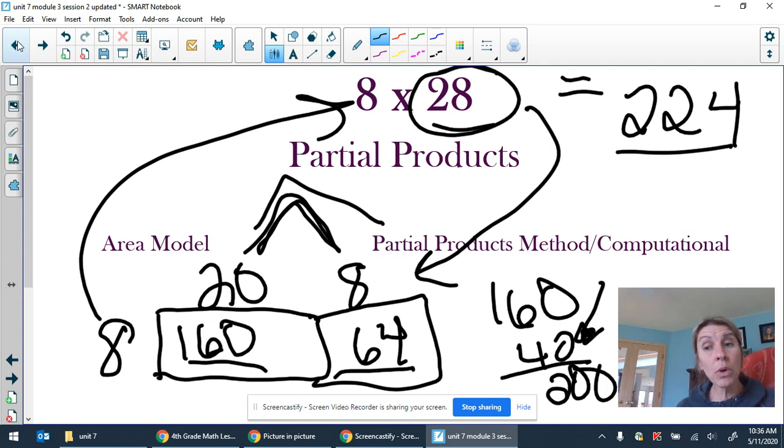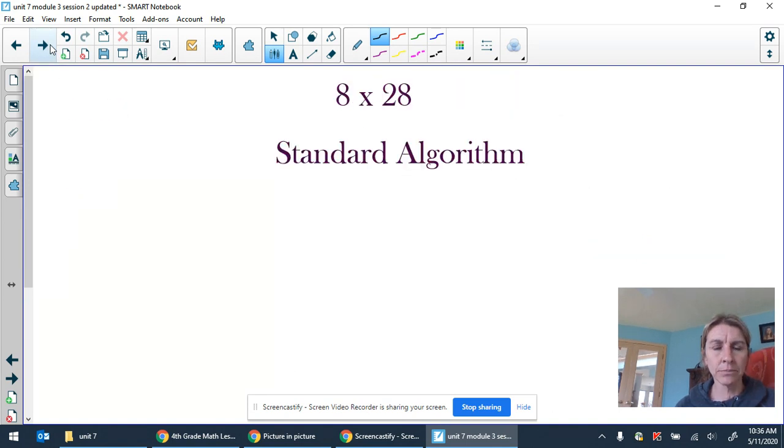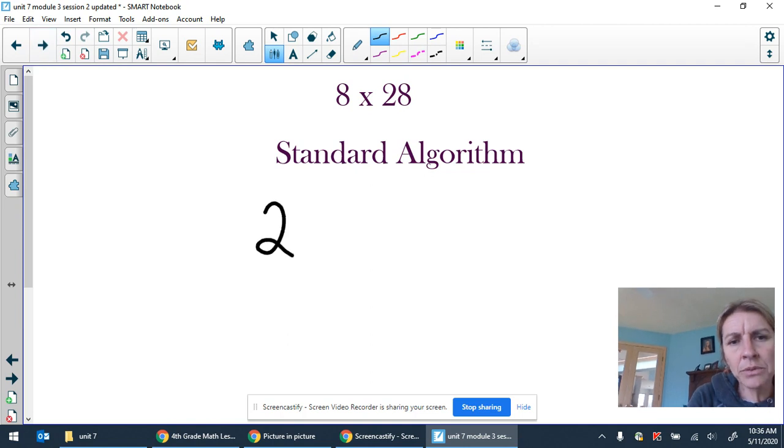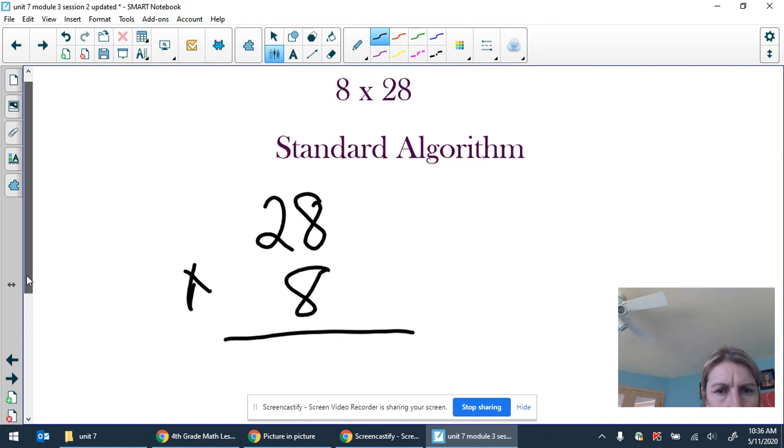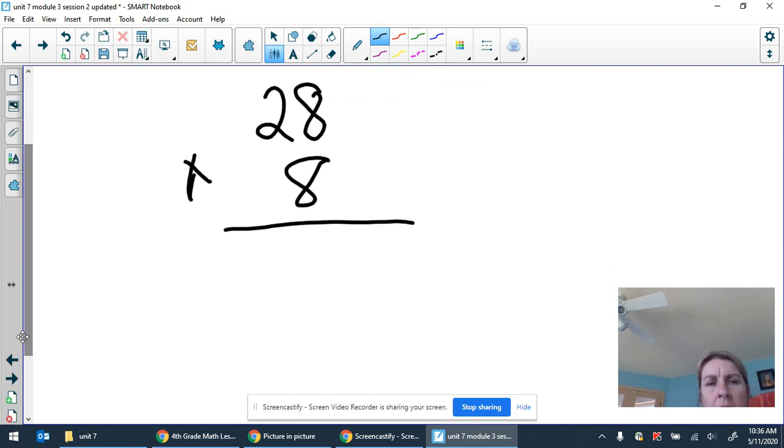8 times 28 is 224. Remember, we broke up the 20 and the 8. So now let's do it as a standard algorithm. So how do you do that? I always write the larger number up top. Makes it easier to do the steps. Times 8. I'm going to move down here, give me some space. 28.